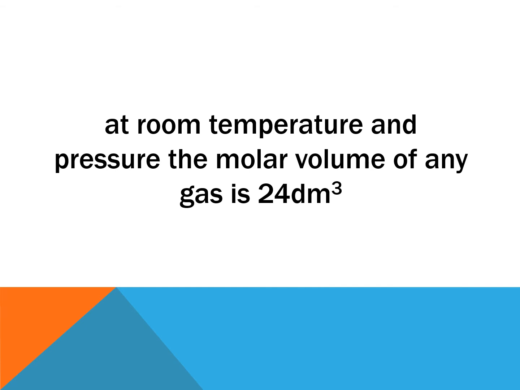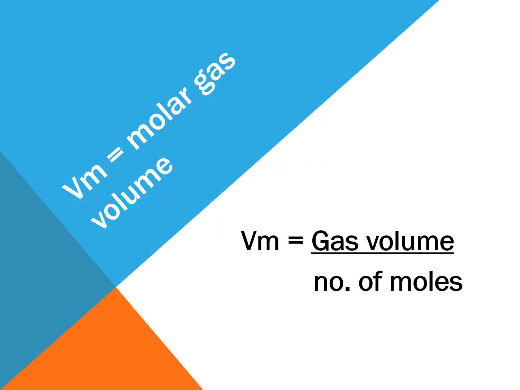So we can make this statement that at room temperature, Vm equals 24 decimeters cubed. Now, in the box below, it's a shaded box, so it's quite difficult to see. What I want you to write in there is this equation to calculate Vm, or molar gas volume. So Vm equals the gas volume divided by the number of moles. If you were ever asked to calculate the molar gas volume, this is the equation you would use.